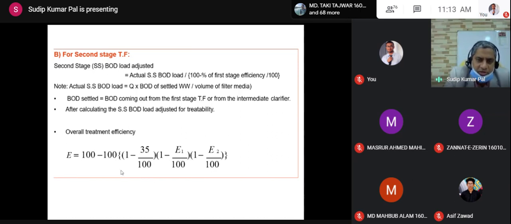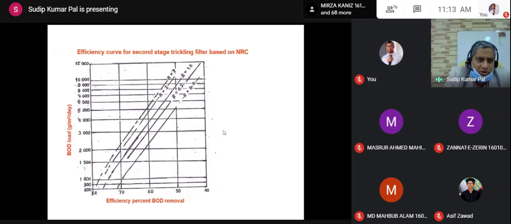First stage, second stage, and if there are normally this 35 is basically coming from, like, if we have a primary clarifier like around 30 to 35 removal, as you know, so they use 35 NRC, but sometimes it can go to 25 to 30% of removal in primary clarification or primary treatment system.